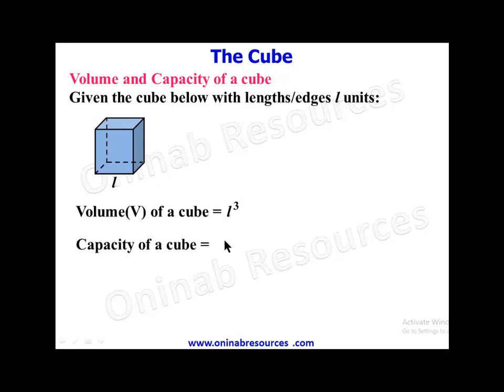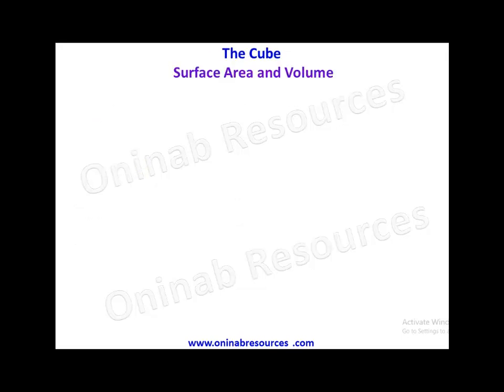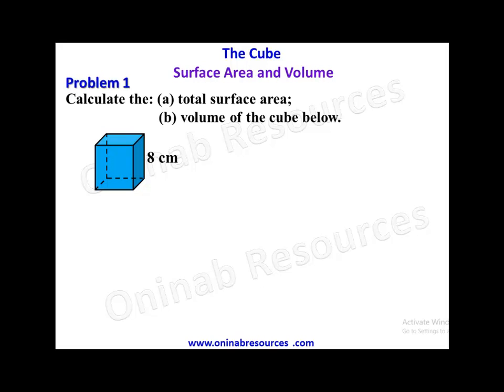Then the capacity of a cube, we always know if it is given in cubic centimeters, to calculate the capacity, we divide by 1000 and it will be in liters. But if the volume is in cubic meters, we multiply by 1000, which will still give us liters. And so far, these are the items we have highlighted. Now we go into solving problems related to surface area and volume.